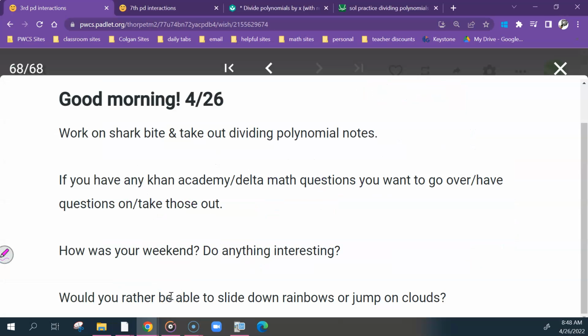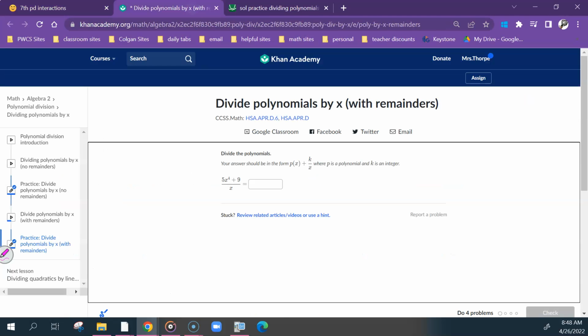Really quickly, I wanted to show you this. This is one of the Khan Academies due this Friday. The divide polynomials by x with remainders. We've kind of done this before, but not at the same time. With this, you may not be able to factor your numerator, so you would do the method that we talked about at the beginning of dividing polynomials, separating it and dividing each piece.